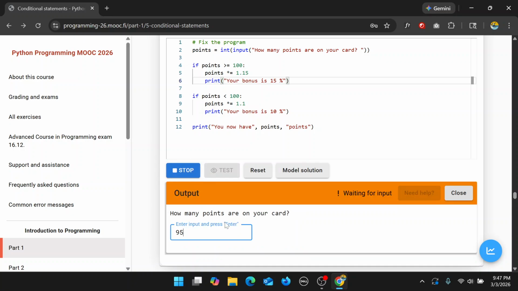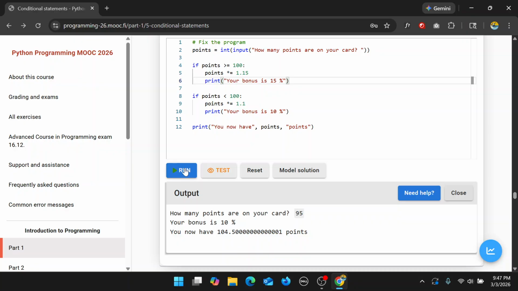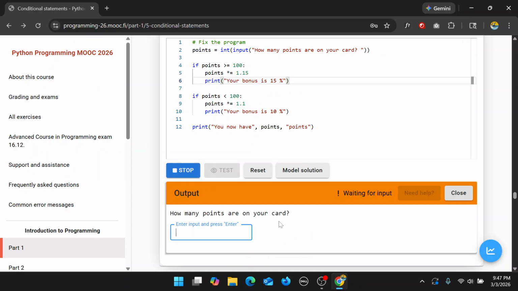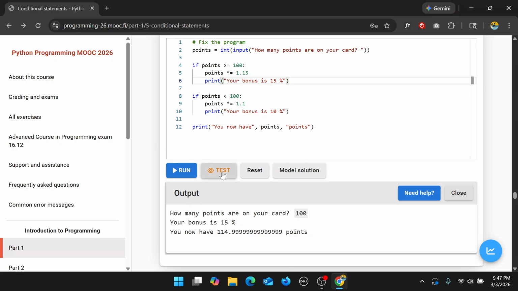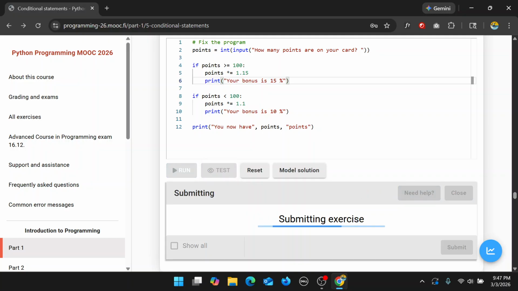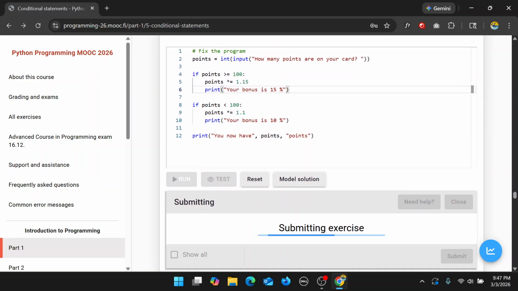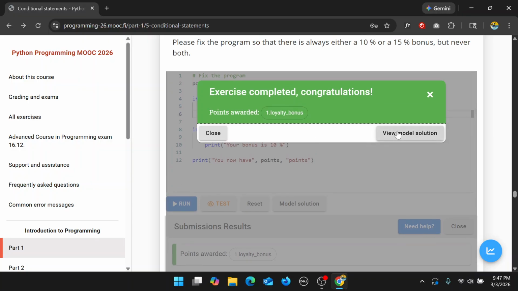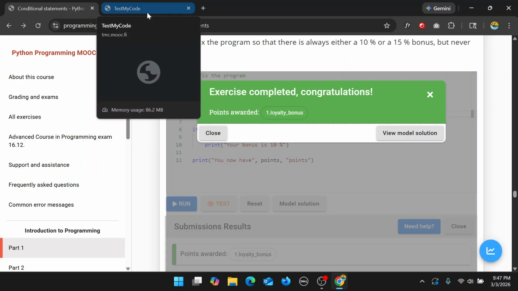So if we run this and we say 95, yep, then it only runs once. But if we do 100, it also runs once. If we do like 20, it also runs once. So let's test this and see if we pass. And yeah, I think that was a little tricky in the way that you have to think about it. But I think that was the way to do it.